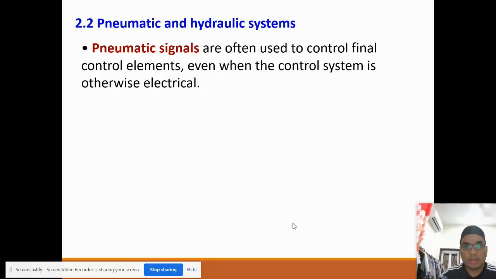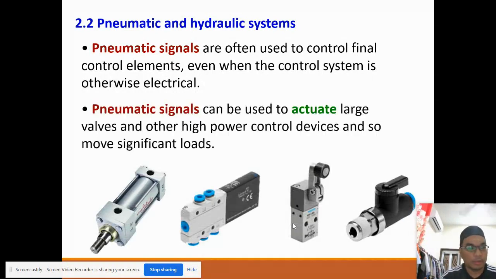Okay, so this is on the pneumatic and hydraulic system. Basically, pneumatic signals are often used to control final control elements, even when the control system is otherwise electrical. So this is some kind of pneumatic actuator and their detailed valve and control elements.